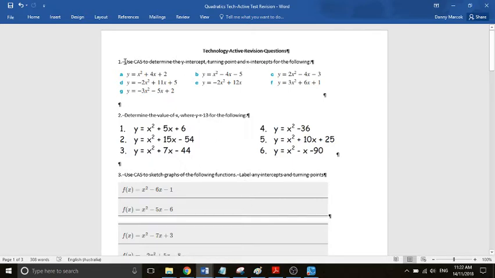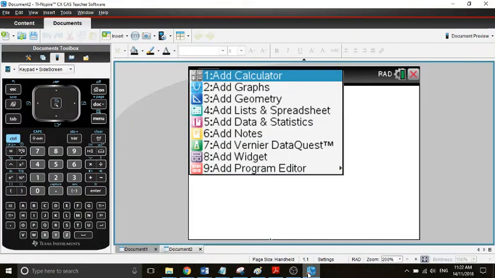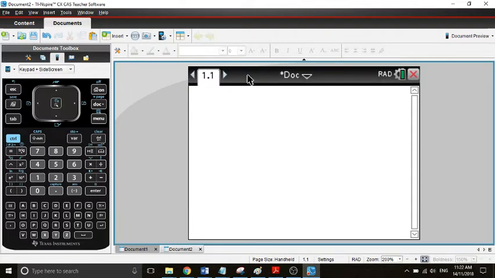So first thing we're going to do, use CAS to determine the y-intercept, turning point, and x-intercepts for the following. So we're looking at these things. Now, two ways we can do this. We can either graph it and find these key points, but we can't find the y-intercept if we graph, or we can do it in the calculator page. We'll go in the calculator page, because if it asks for exact answers or exact values, this is where we do it. So my advice is define the function.